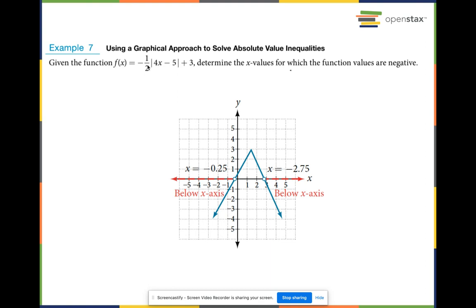So it's a combination of horizontal and vertical stretching. I would not ask you to graph this, okay? And this minus sign tells us it was reflected. But the point is we found these two boundary points, negative 1/4 and 11 fourths, right? And we found that here it was below the x-axis and here it was below the x-axis. Okay, so that's how you solve inequalities. Let me know if you have any questions.